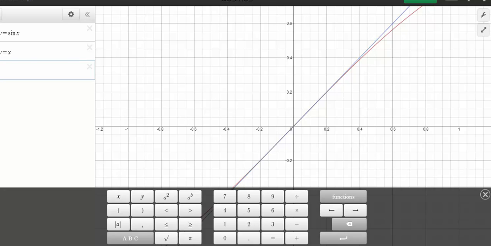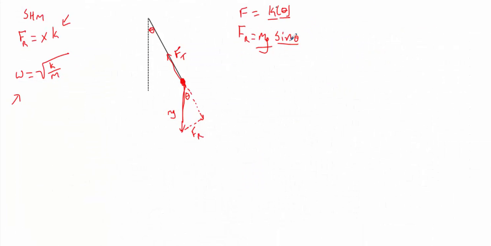So what we can do is say, as long as our angle is small, we can replace sine theta with theta. So sine theta is approximately equal to theta for theta much less than 1 radian. So I'm going to do that. That means my restoring force is about mg theta. So now I do have this fancy equation, and it does meet the condition. So I can assume simple harmonic motion for small angles. For large angles, this relationship breaks down.